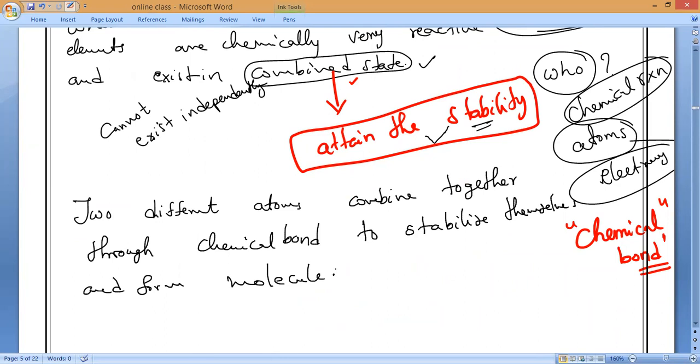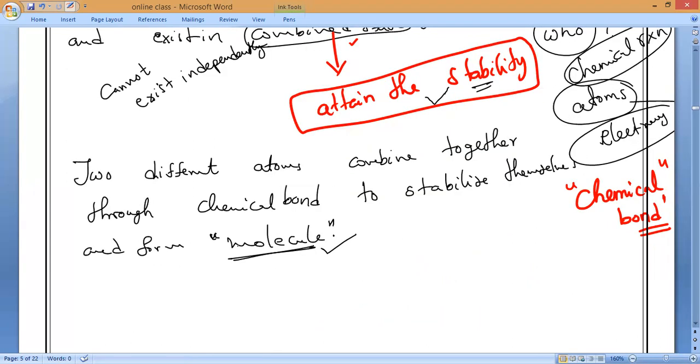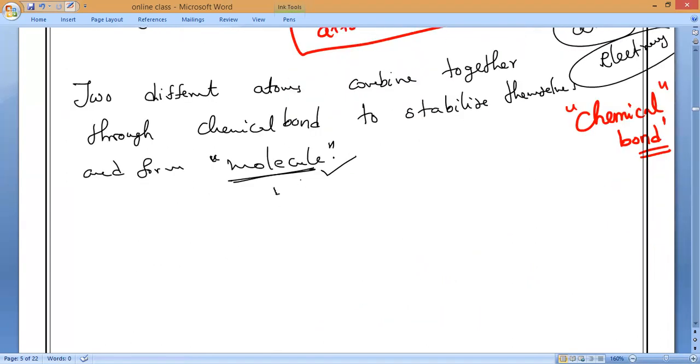They'll form the molecule. So that is why more than one atom combined together is called a molecule. Okay, now if we take here, what is a molecule? Let us define this molecule.